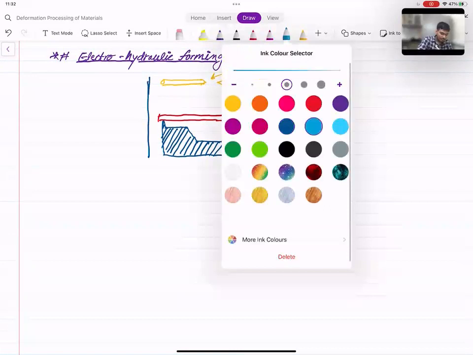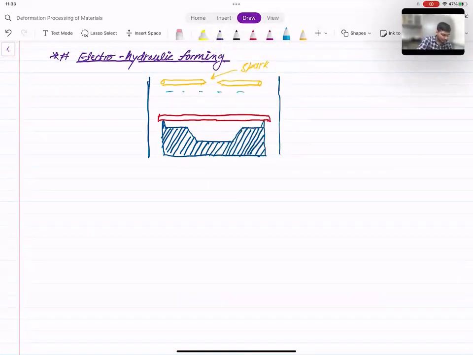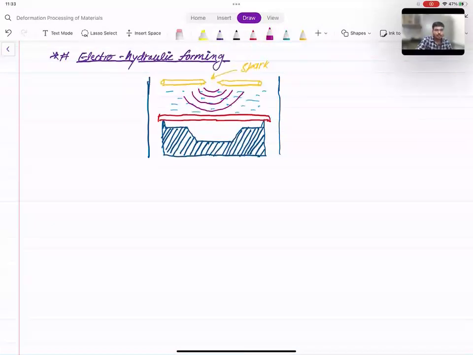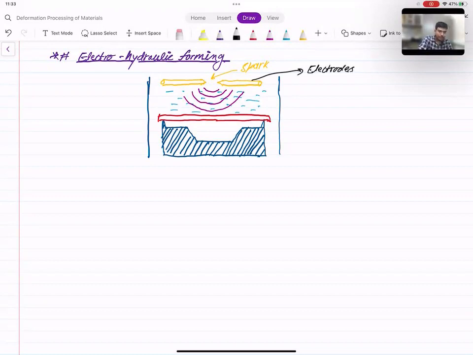Okay, and if there is some medium present over here, then it will allow the transmittance or passage of the shock wave, and shock wave will be created and will reach the blank like this. So this shock wave upon reaching here will deform the blank, and the blank will take the shape of die which is placed below it. So these are the electrodes, and this is the shock wave. This is our blank, and here we have cut the die.